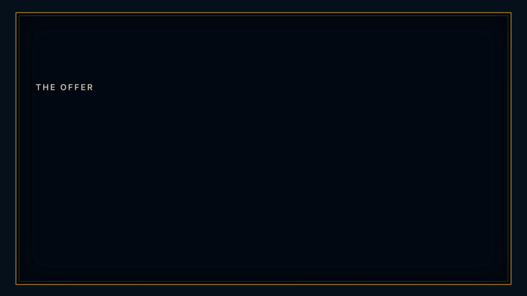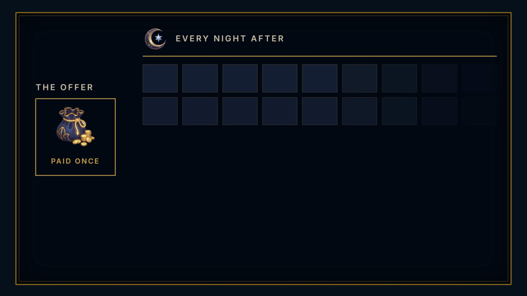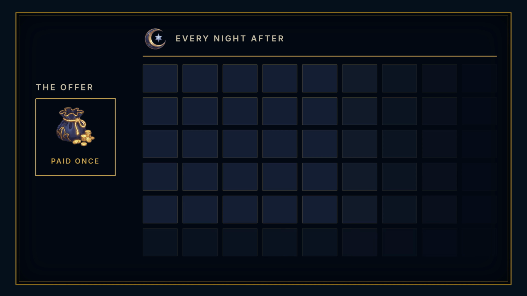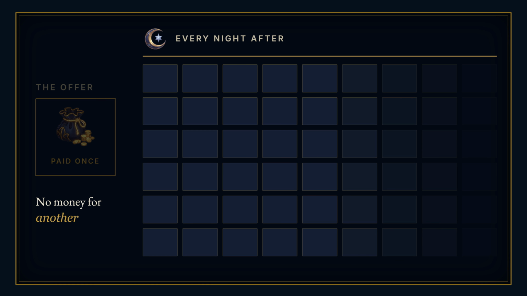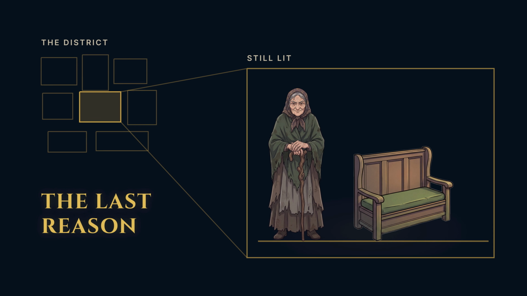Whatever the offer is, it's a lump sum, and the morning after they take it, the family is dark for the rest of their lives, because nobody in that house will ever have the money to pay for another one. It's also the only room in the district anybody comes to sit in, which makes it the last reason the neighbors still call on them at all.